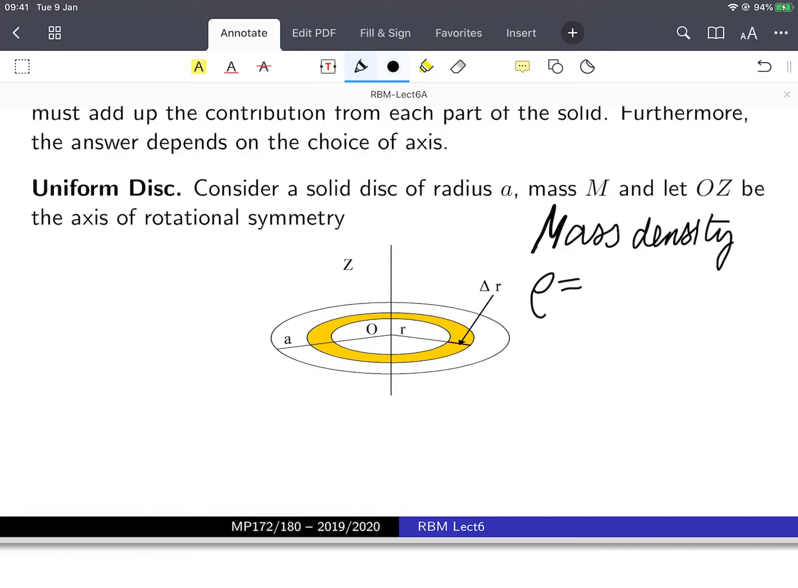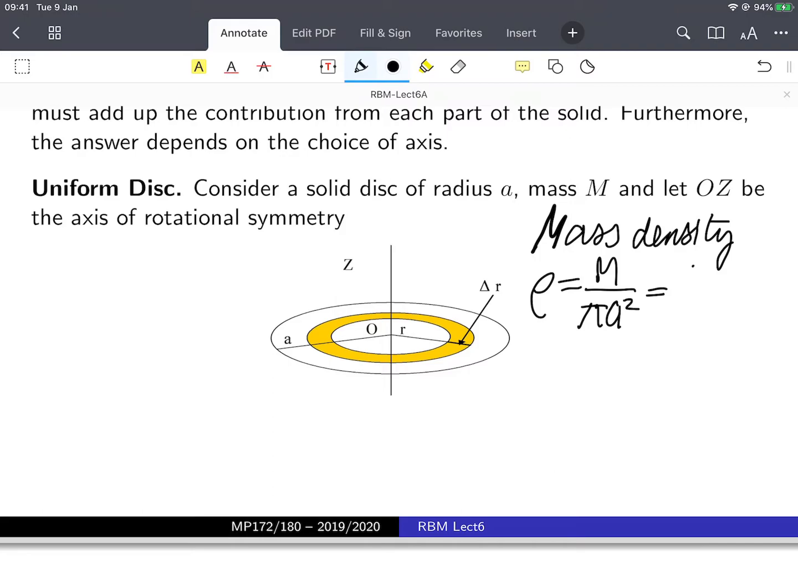So this is a two-dimensional object. So the mass density is going to be the mass divided by the area of the object. What's the area of a disk? It's pi a squared. Yeah, a is the radius. All right.